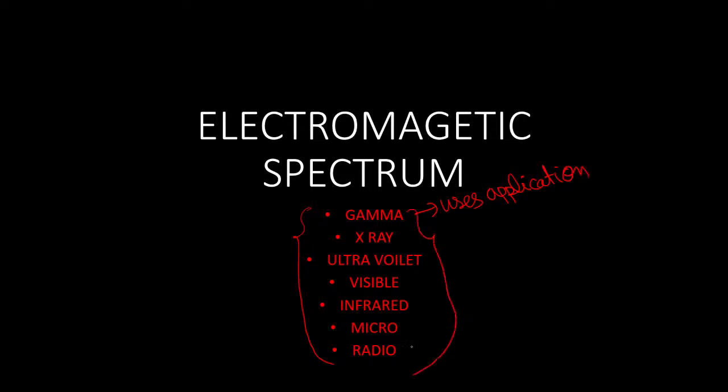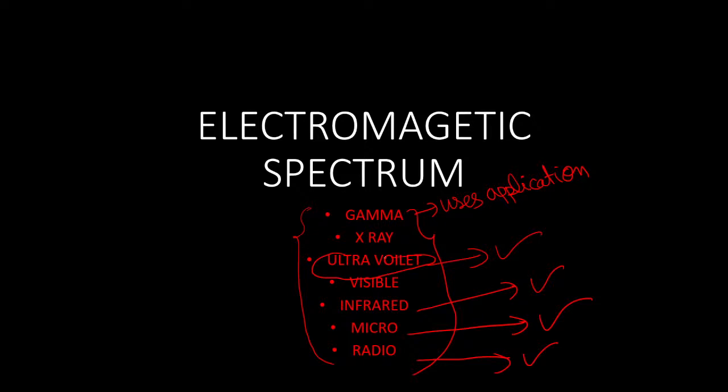For example, the ray which we use for nighttime photography is called infrared. For cooking purposes, in a microwave oven, we use microwaves. For communication, radio waves. To find fake documents, we use ultraviolet. To kill microorganisms, especially on medical tools, we use ultraviolet. Questions like this can be asked from the electromagnetic spectrum.